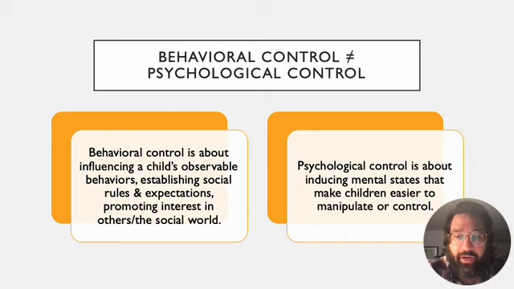Psychological control, on the other hand, is about inducing mental states that make children easier to manipulate or control. And those are not the same thing. Psychological control is much more manipulative, like guilt tripping or shaming kids into doing things because that would be bad, or embarrassing, or shameful. So again, the kind of communication parents choose to use goes a long way toward developing a healthy sense of self.